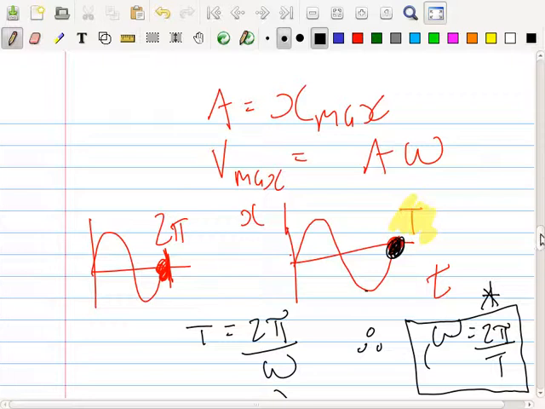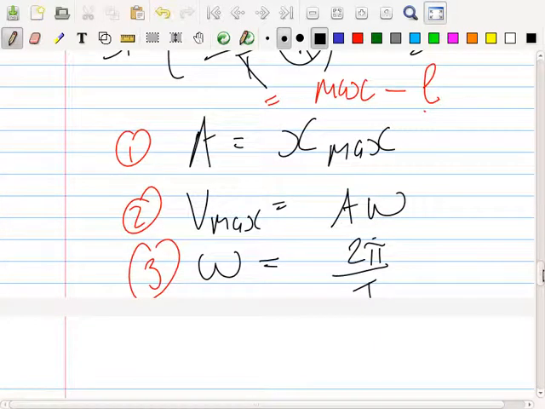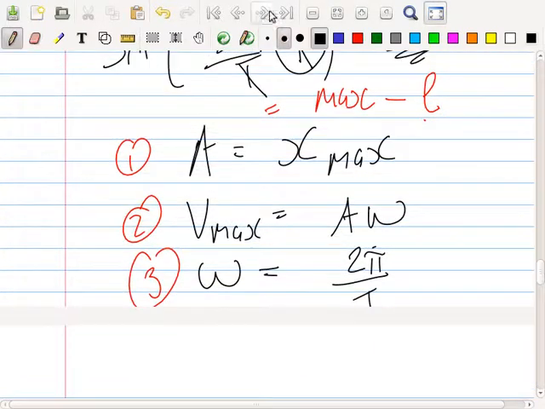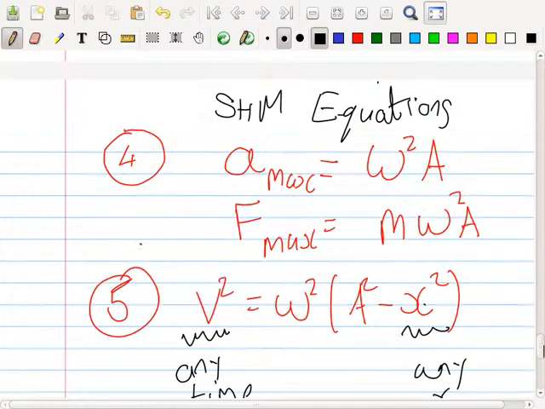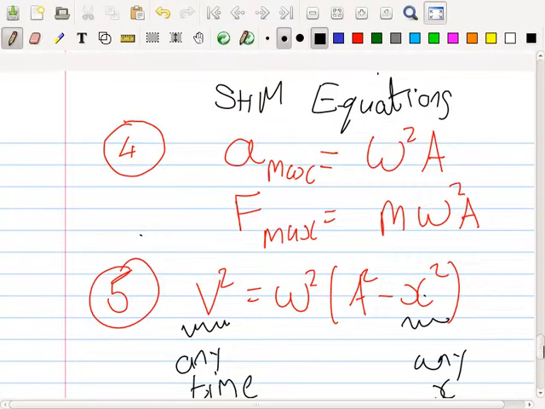So, let's see. Sorry, I'm just going back to our formulas. So there's 1, 2, 3, and then, whoops, there it is, 4, 5. Do you have 4 and 5 now? Okay, so let's have a look at an example now.